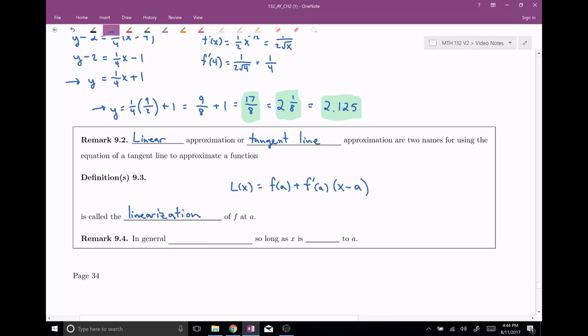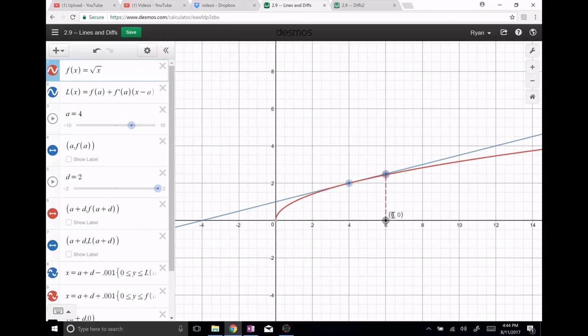So again, this is just the tangent line. It's just kind of given a new name. It's called the linearization. And again, what I said earlier is that the function's height is approximately equal to the tangent line's height, or the linearization's height, so long as x is close to a. So again, 4.5 and 4 are relatively close numbers, and you saw that the tangent line's height and the function's value's height were pretty close to each other. They were only off by a little bit.